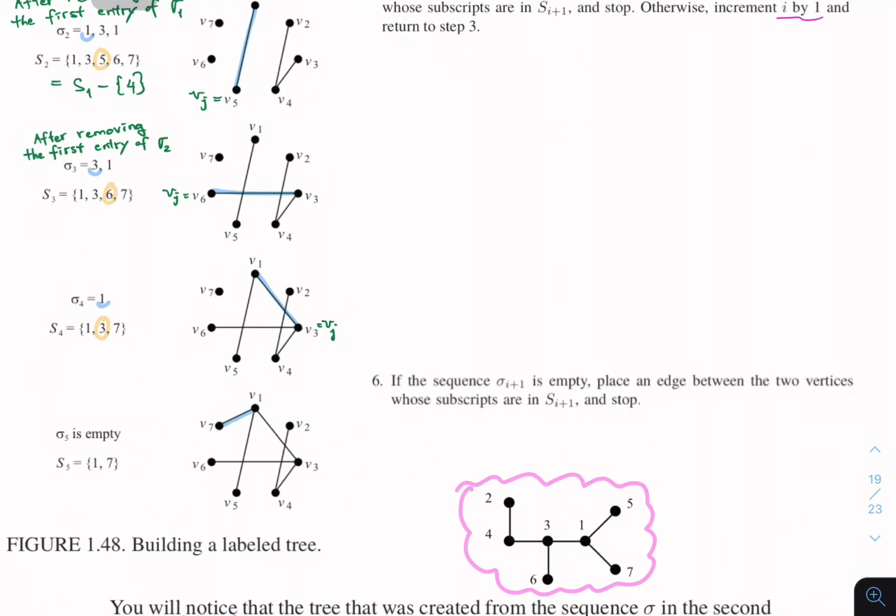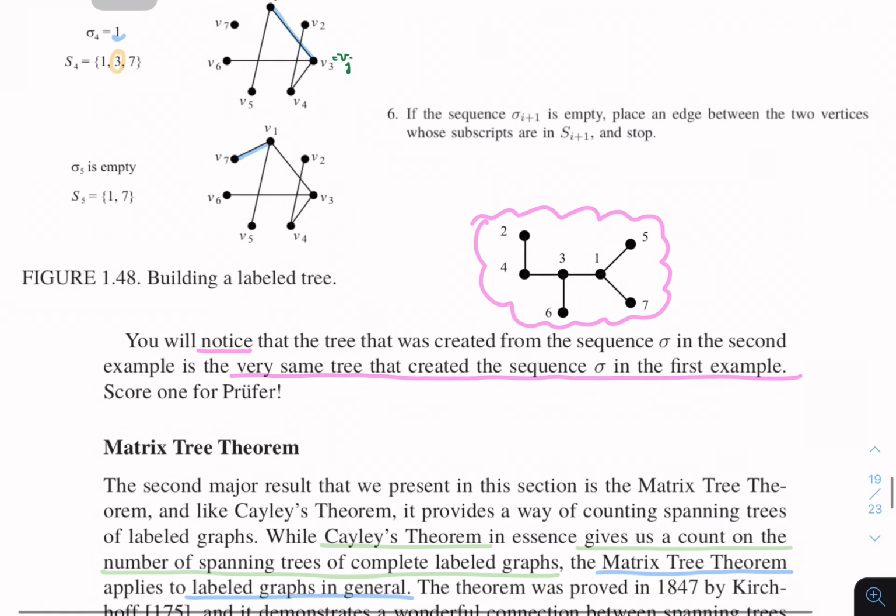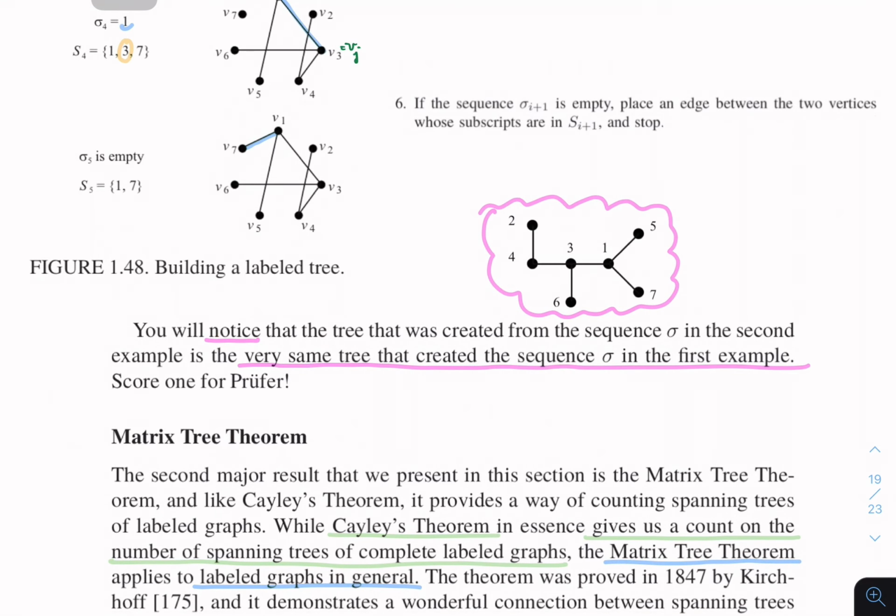So now I will place an edge between these two vertices in S5. So I connect 7 and 1. And I stop, and I have a tree. And I get exactly the same tree that we looked at before. So convince yourself that these two are really the same tree. And so that is the explanation for the Cayley's tree theorem.